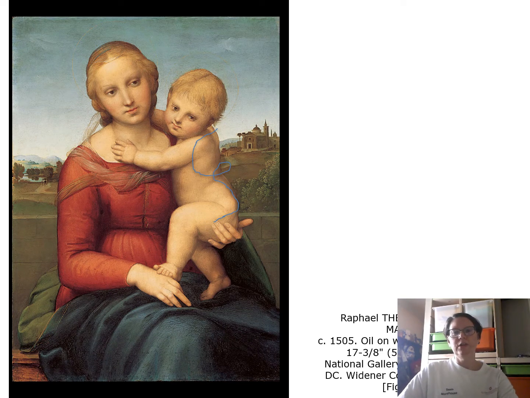Here I have traced the corkscrew shape of the spine that we've been talking about as a stylistic hallmark of the High Renaissance. You can see how the baby's body twists in space as his bottom is more parallel to the viewer and his shoulder blades are more parallel to the Madonna.